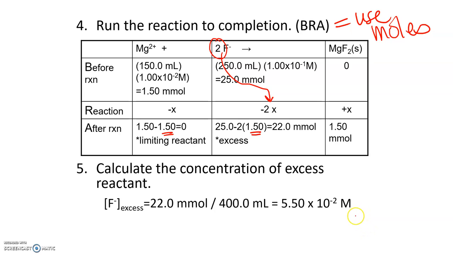We're about to do an ice box, and because we're going to do an ice box, we need concentrations. So after the reaction runs to completion, all of the magnesium is gone, so I don't care about that. We're going to use the 22 millimoles to figure out our concentration of the fluorine, and that's step 5. This 22 comes from the initial reaction. Our 400 milliliters comes from adding the two volumes. So we have 150 milliliters and we have 250 milliliters. So that's where that came from. And so we get our concentration of the fluorine.